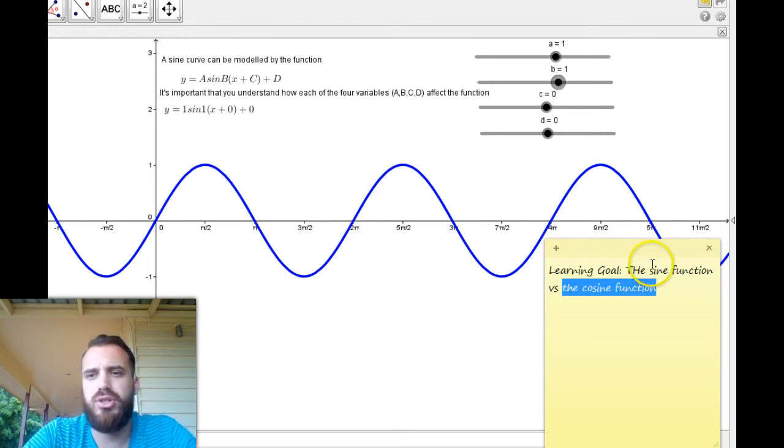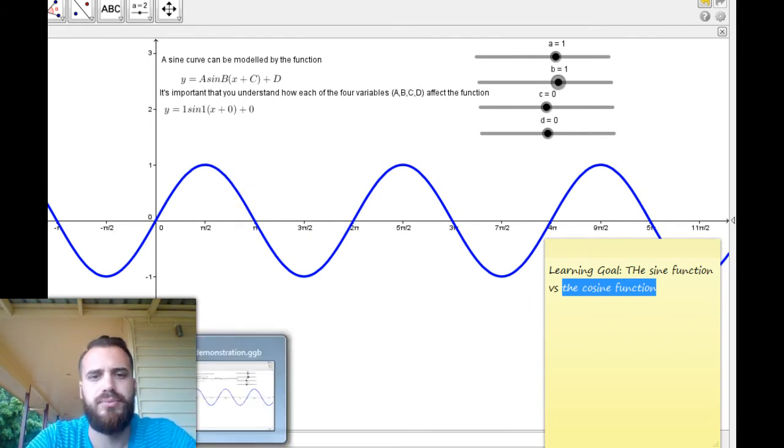So if you take a look at the sine function, you can see it starts from the origin. It moves up, comes down, and then comes back to the x-axis. And it continues like that. Now try to burn that into your memory, because we're going to take a look at the cosine function now.